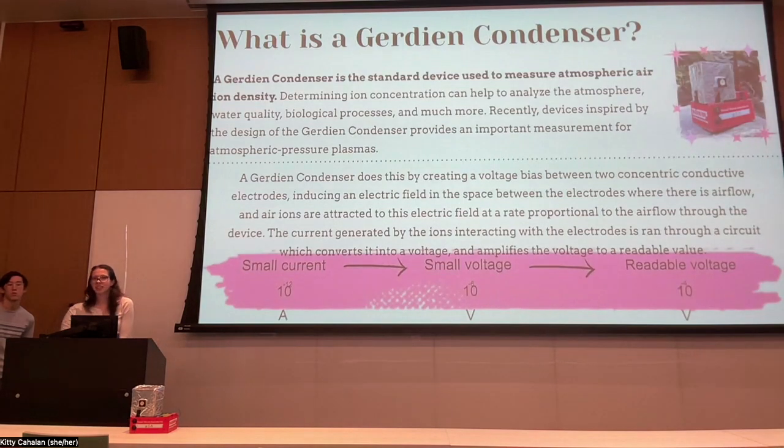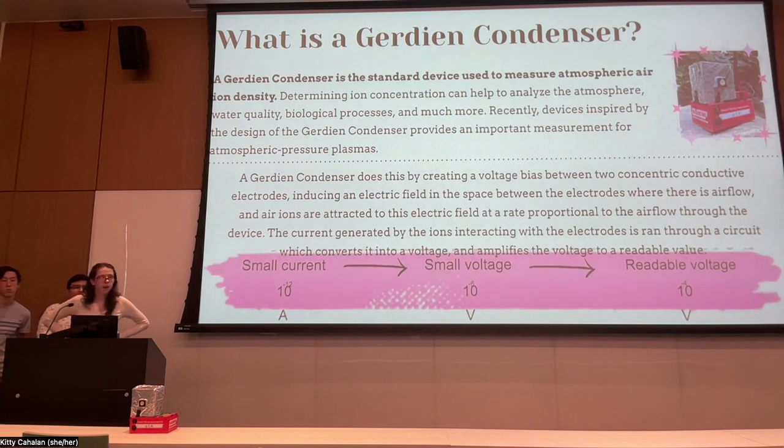And you may be wondering, what is a gradient condenser? It is the standard device used to measure air ion concentration, and it is used for many different things, including analyzing the atmosphere, testing water quality, understanding biological processes, and many more. Recently, these devices have inspired new designs that could solve a long-standing problem in plasma physics, which is measuring atmospheric pressure plasmas.